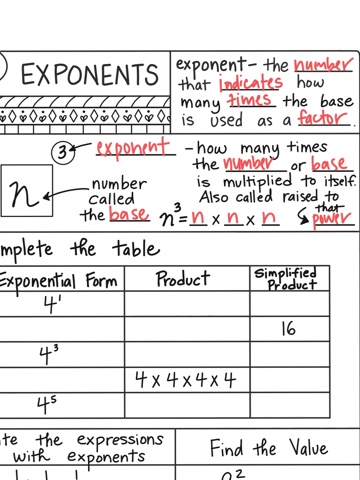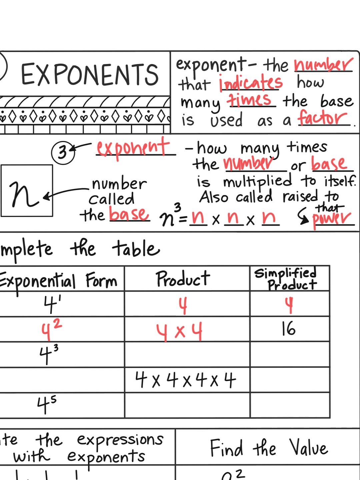Okay, so we're going to fill in this table together. The first one is 4 to the first power. The product is just 4, and the simplified product is my answer, so that is 4. 4 squared would be next, or 4 to the second power, or 4 to the power of 2. You can say them all three ways. What that looks like is 4 times 4, which is 16.